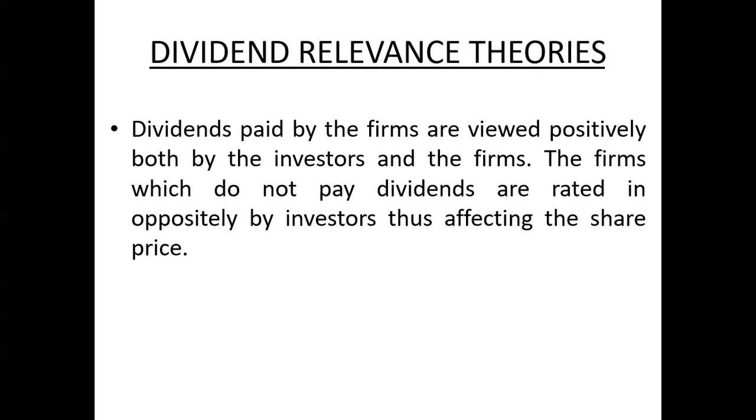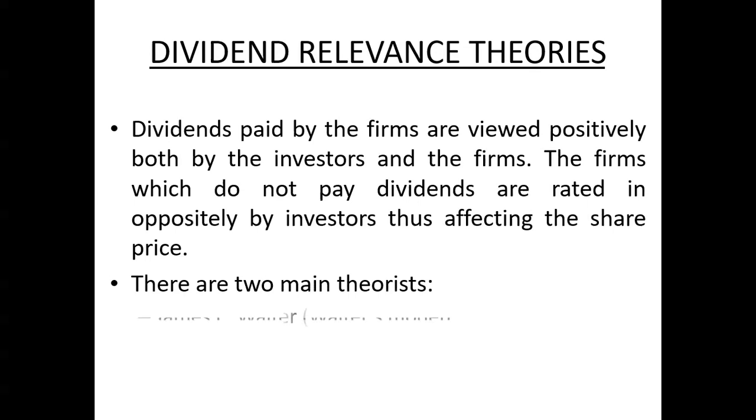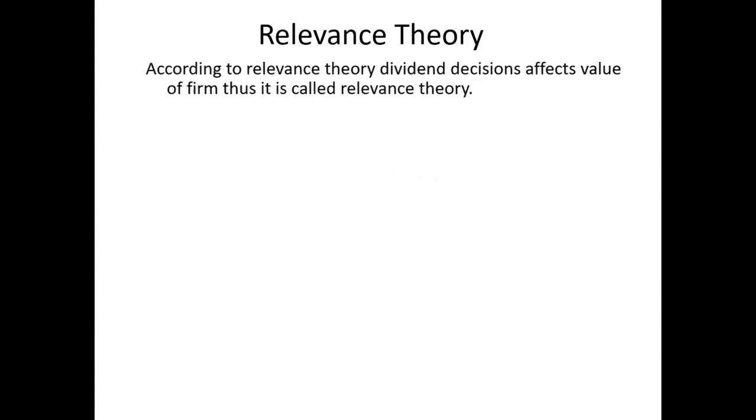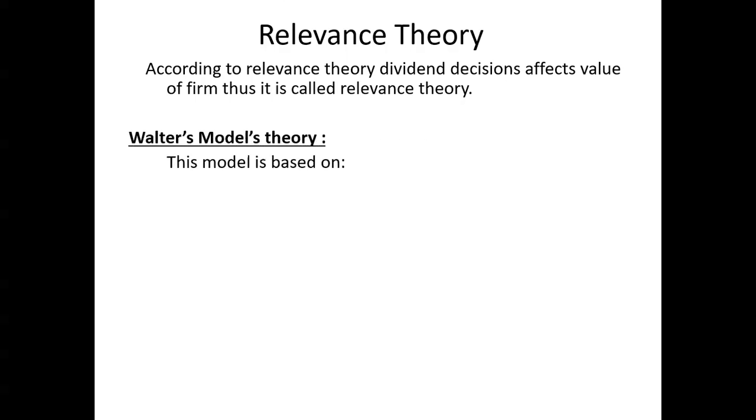Dividends paid by firms are viewed positively both by the investors and the firms. Every time the investor wants to get a dividend from the firm, and if the firm doesn't pay dividends, it is rated negatively by the investors, which affects the share value of the company. There are two main theories, Walter and Gordon. According to relevance theory, the dividend decision affects the value of the firm. That is why it's called relevance theory. First, I will go for Walter's model.